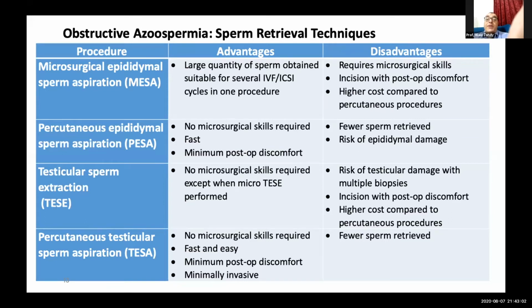TESA, or testicular sperm aspiration, is also favorable. It's an outpatient procedure, fast and easy, with minimum post-operative discomfort, and it's also considered minimally invasive if we compare it to the regular testicular sperm extraction.